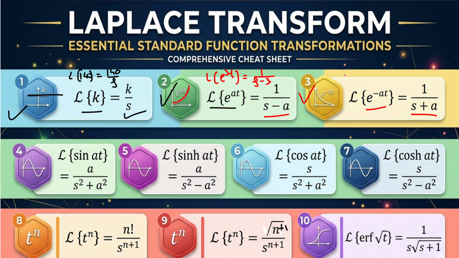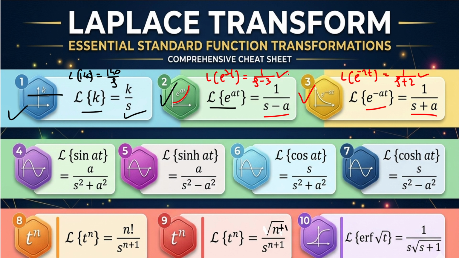For example, suppose you have to find Laplace of e raised to minus 2t. Just replace a by minus 2. So e raised to minus 2t Laplace will be 1 upon s plus 2. If minus sign is here, you have to consider Laplace in positive sign. If plus sign is there, then you have to consider Laplace in negative sign.